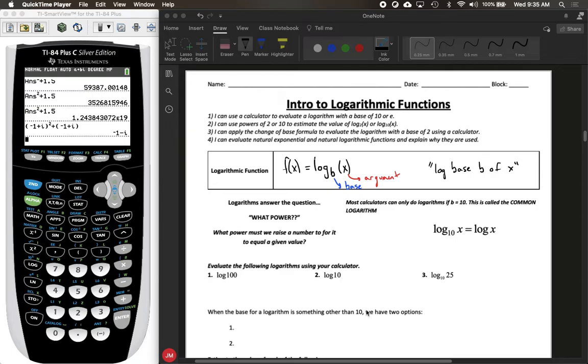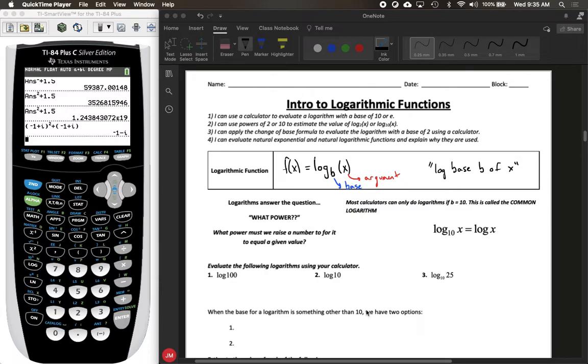All right, guys. So in this section, we are going to be talking about an intro to logarithmic functions. We are going to be using a graphing calculator as well. Pretty much everything I show you today can be done with the Desmos scientific calculator, but I also wanted to show you some features of your TI graphing calculator that some of you might find useful.